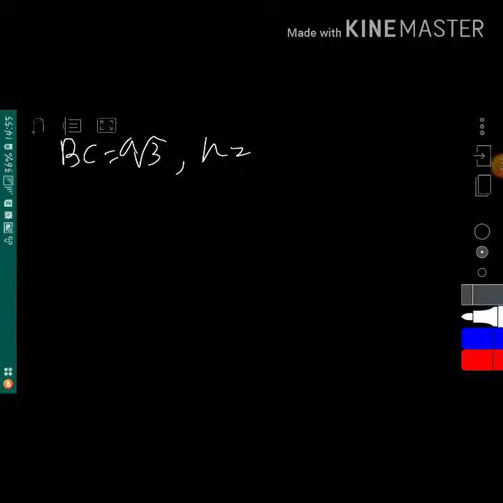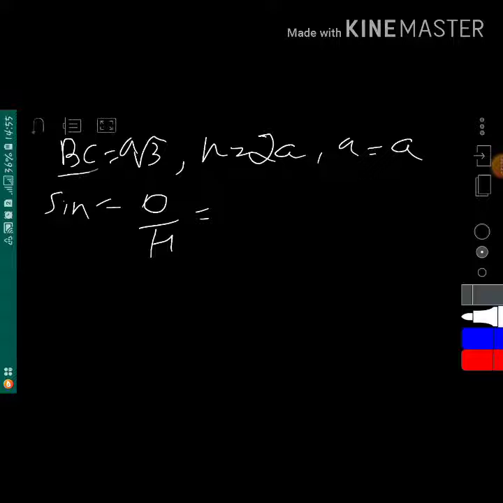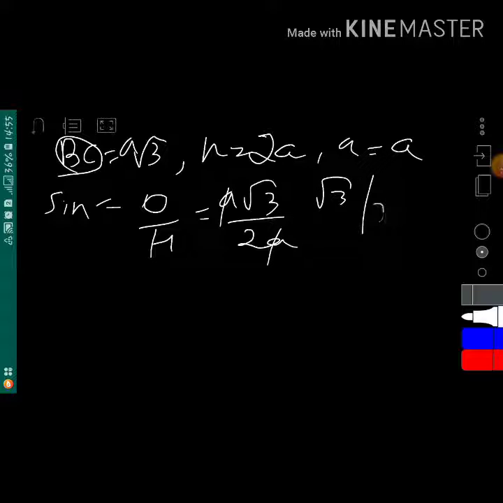What is my H? H is my 2A, right? What is my A? A is normally A. Now we will apply it in my sin theta and all. Sin theta is equals to obviously O by H. Remember that mantra? Oranges, all are oranges, but he eat an apple. So O by H. What is my O? O here is this one, right? A root 3. H is 2A. A cancel. Root 3 by 2.